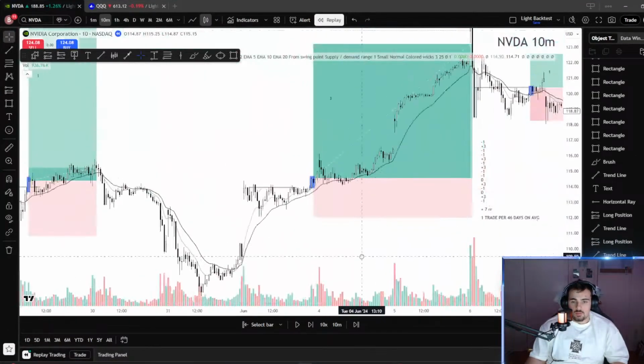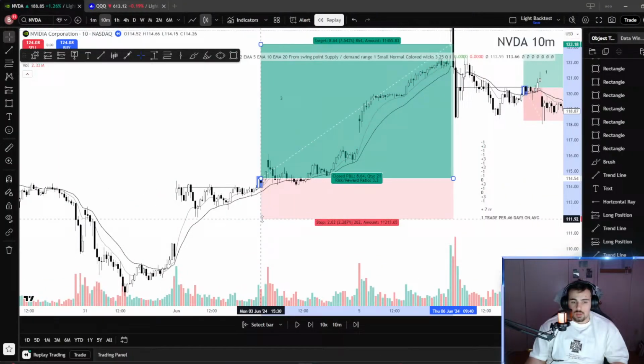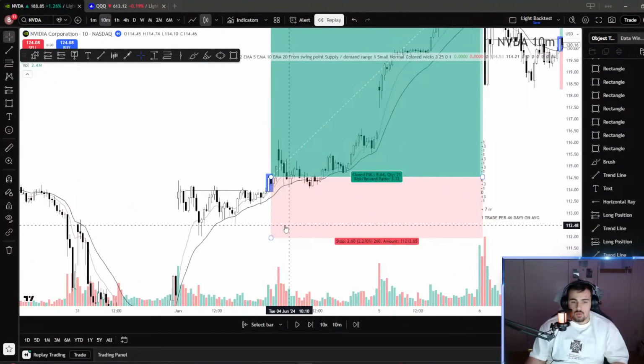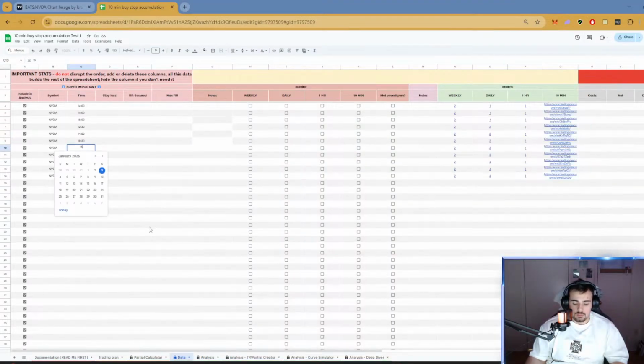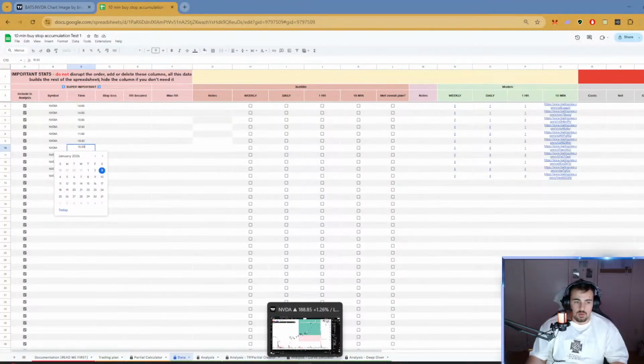A lot of this stuff is important because this data is going to create my rules later. 15:20, so that'd be 3:20. Not 3:30, 3:20.